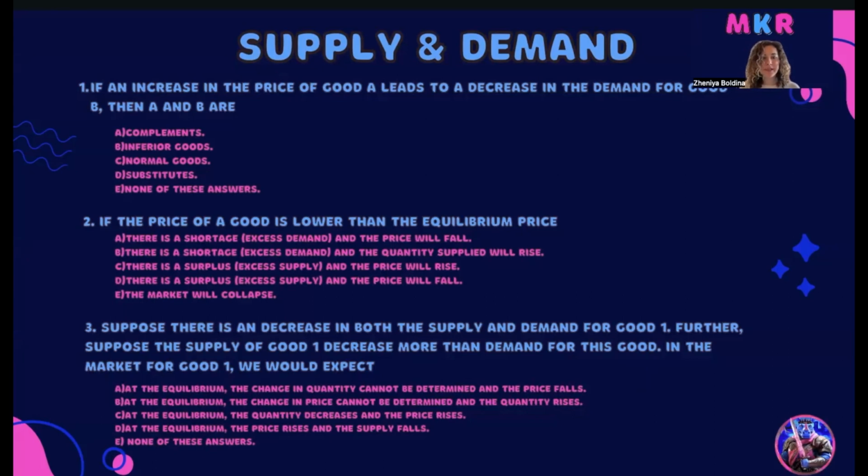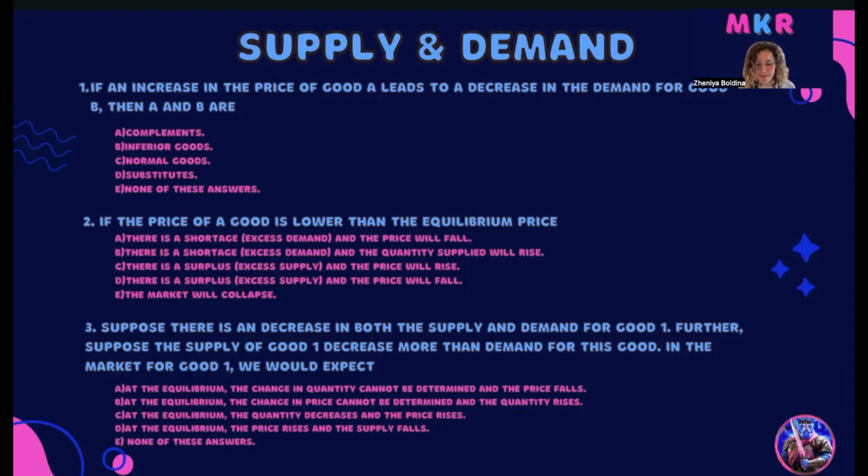And so in the end, it has to be B. Question 3: suppose there's a decrease in both supply and demand for good 1, and further suppose the supply for good 1 decreases by more than demand for this good. So in the market for good 1, we would expect, and so these are the different options.